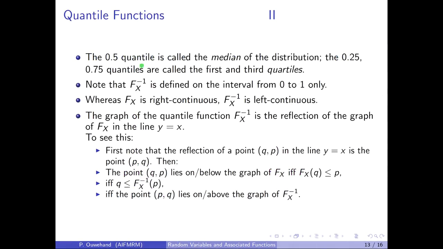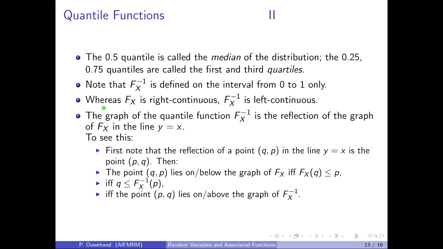The 0.5 quantile is called the median of the distribution. It has the property that half the probability mass of a random variable lies below the median. In other words, the probability that X is less than or equal to the median is equal to a half. Similarly, the 0.25 and 0.75 quantiles are called the first and third quartiles. And we can talk about percentiles as well, etc. As we've stated before, the quantile function is only defined on the interval from 0 to 1. You put into the quantile function a probability, and out comes a quantile. This explains the use of the letters P and Q on the previous slide.